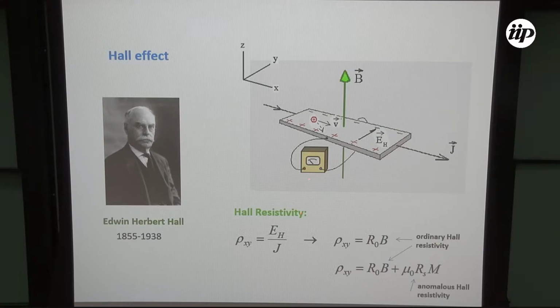Our results will be represented in terms of the Hall resistivity, which, when the system is a single band ordinary conductor, is just a linear function of the field. The Hall coefficient is more or less constant with temperature if it's a single band conductor. And if the system has some magnetism, it can have an additional term, the anomalous Hall resistivity.